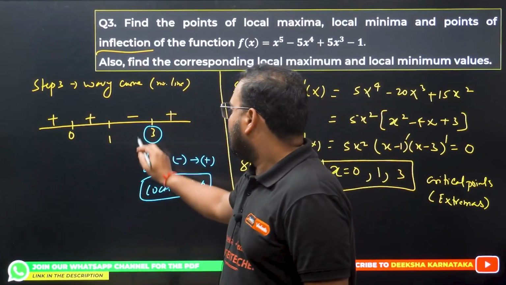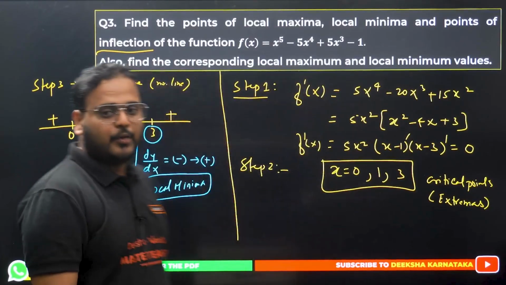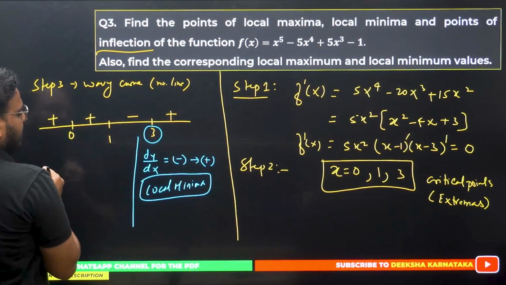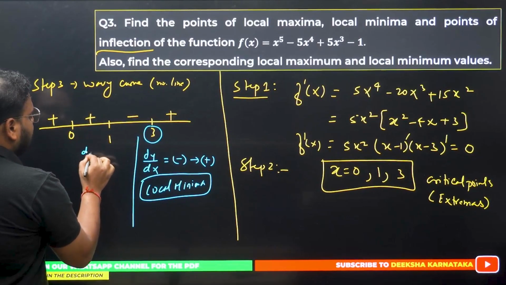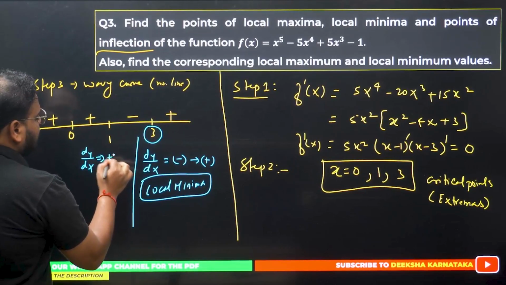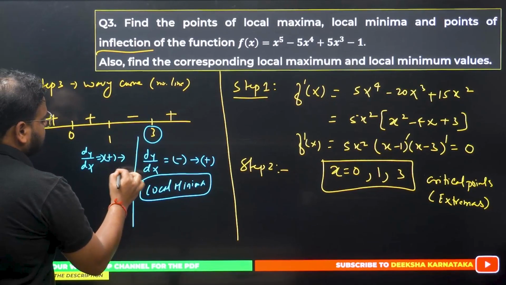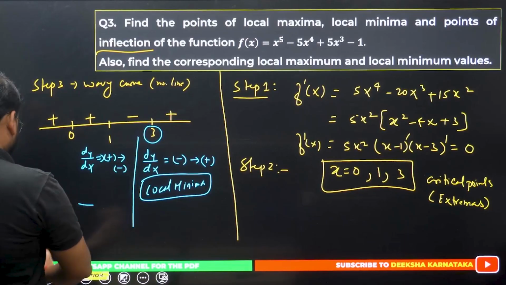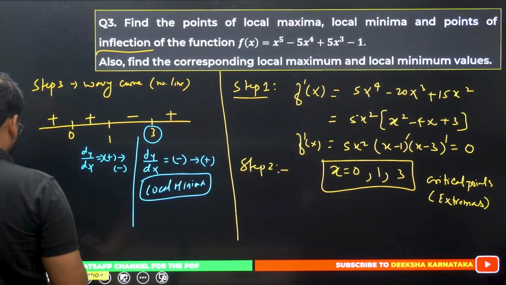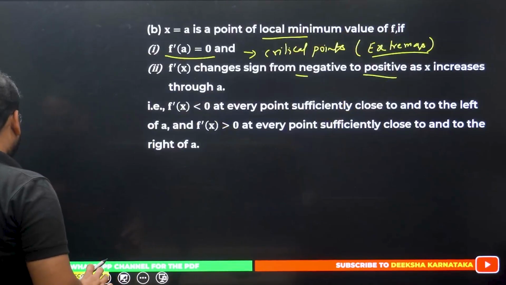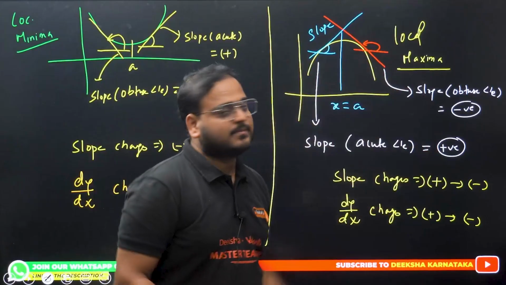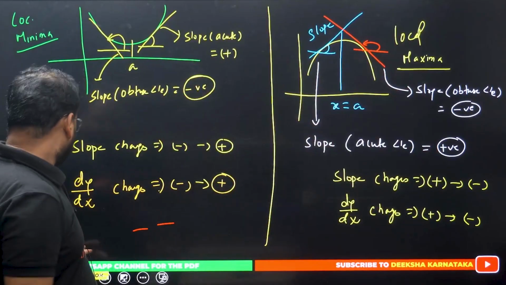Moving on to point 1 now. Point 1, sign change, plus to minus. Before 1, plus; after 1, minus. So your dy by dx sign change is going to be plus to minus, right? Please check. Plus to minus over here is local maxima. Okay? Super. Let's move on.